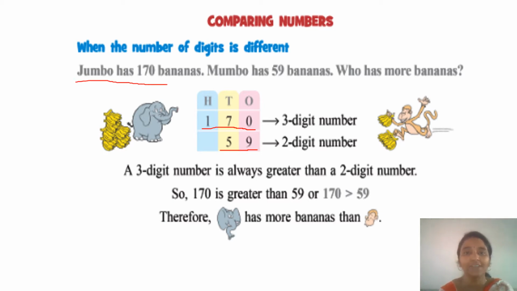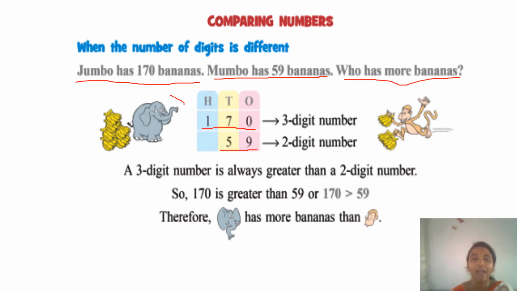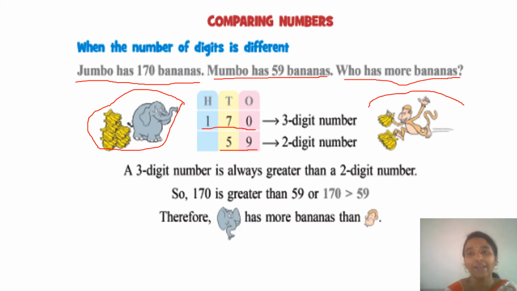Jumbo has 170 bananas. Mumbo has 59 bananas. Who has more bananas? Okay, Jumbo is an elephant which is having 170 bananas, and Mumbo is a monkey which is having 59 bananas. Okay, now who is having more bananas?